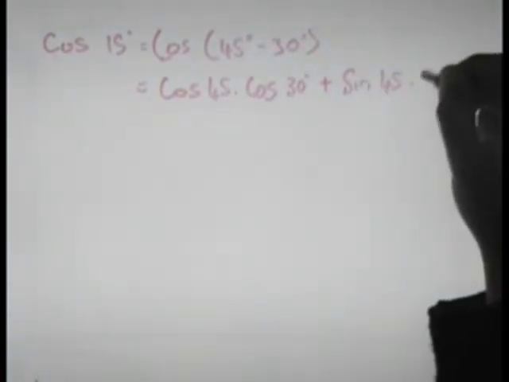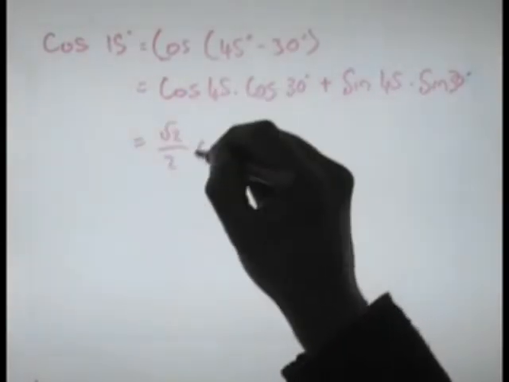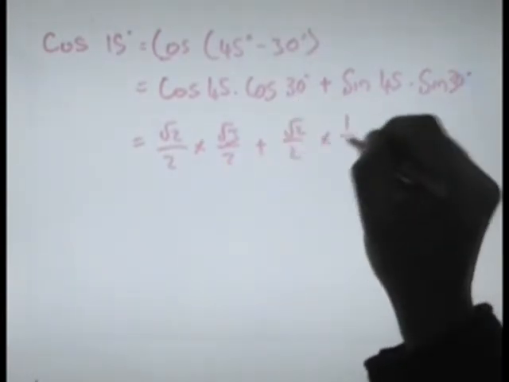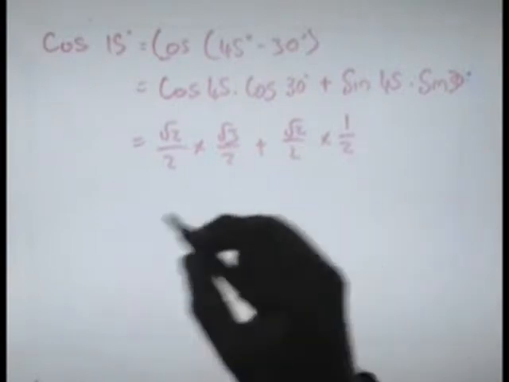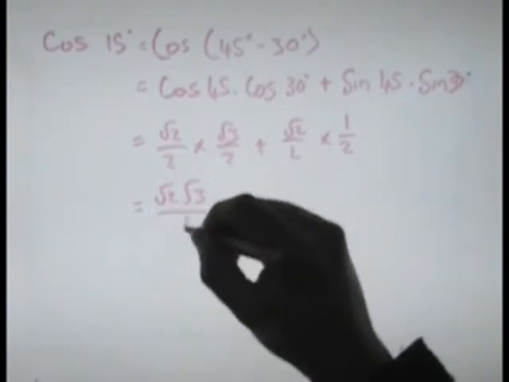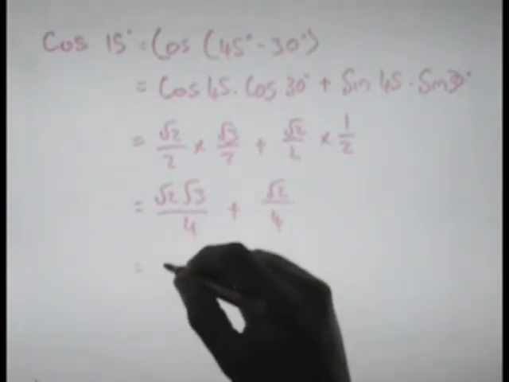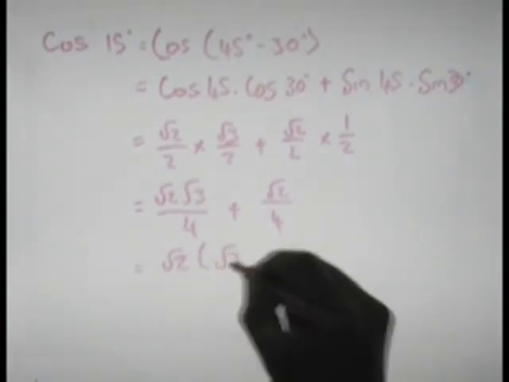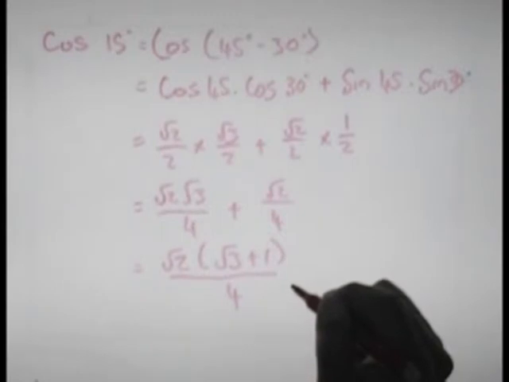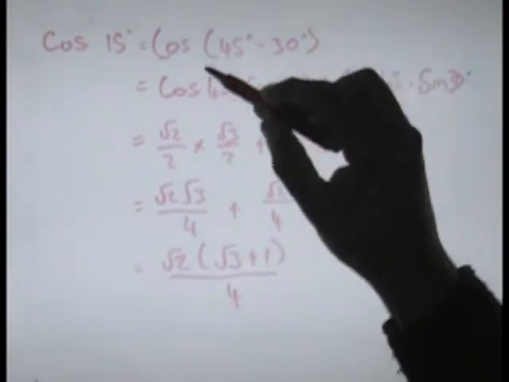plus sine A times sine B, which is going to equal root 2 over 2 multiplied by root 3 over 2, plus sine 45, which is again root 2 over 2, multiplied by 1 over 2, sine 30, which is equal to root 2 times root 3 over 4 plus root 2 over 4, which gives us an answer of root 2 as a common factor, root 3 plus 1 over 4. And that's what cos 15 is equal to.